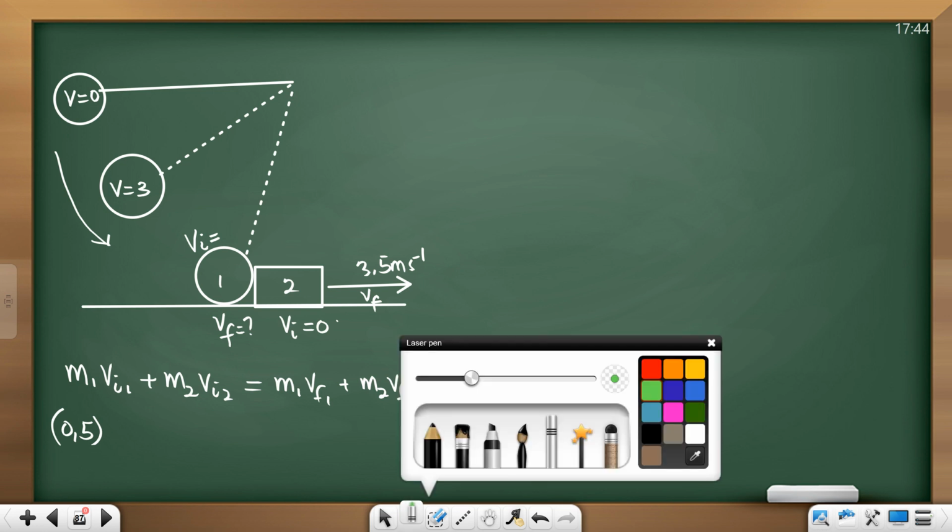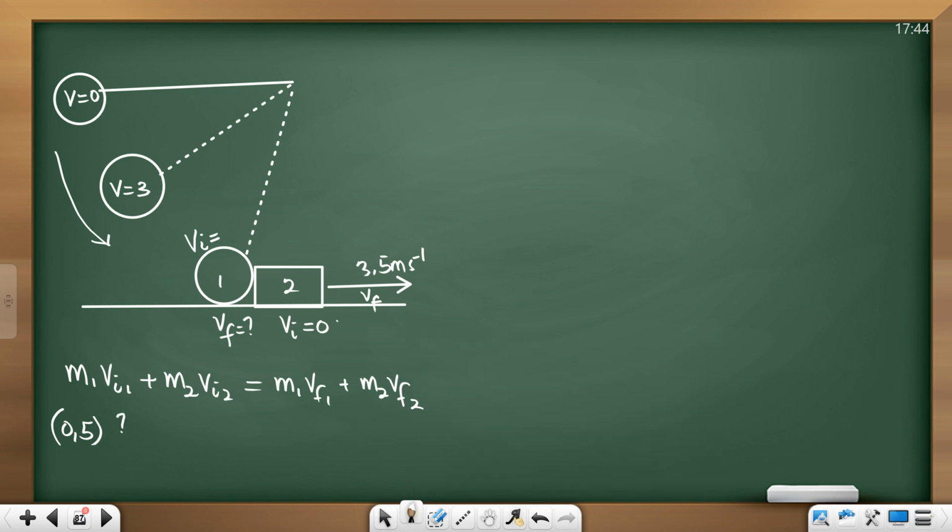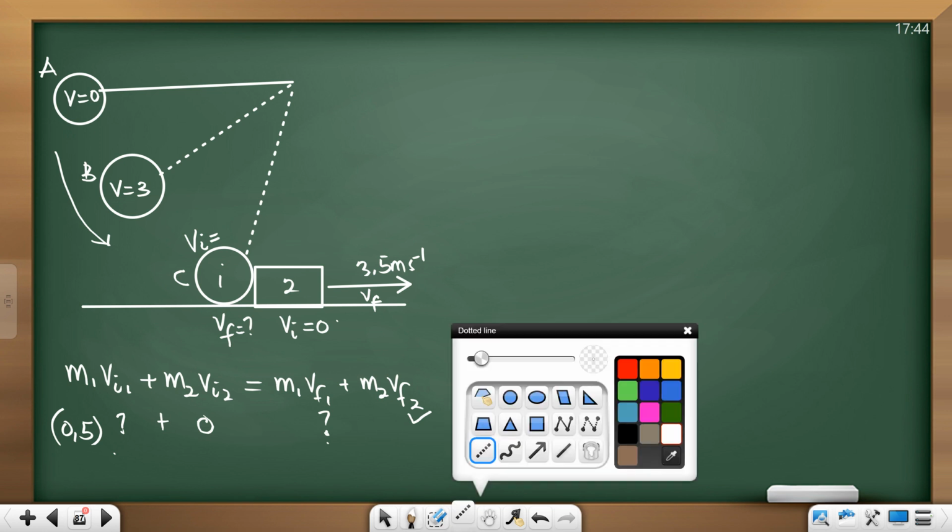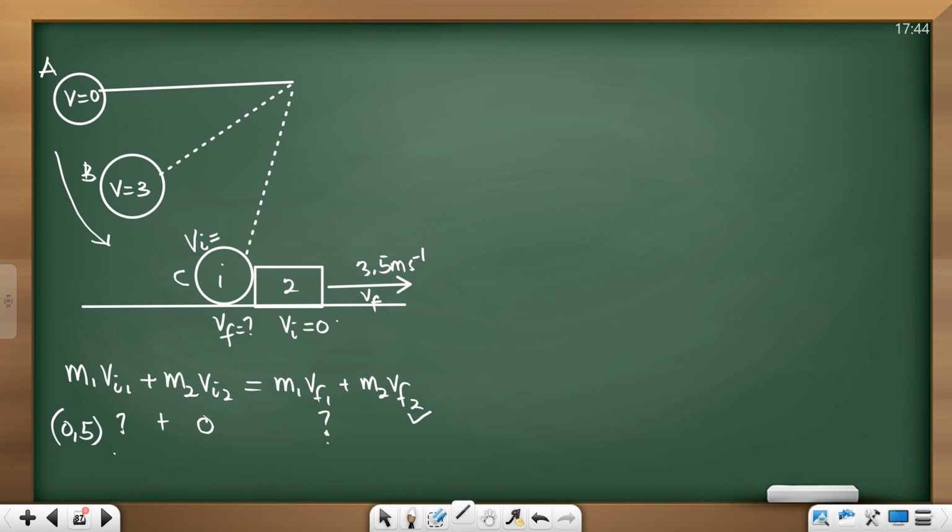Okay, so we have a problem. Check this, we have a very big problem. We don't know this velocity. This is going to be 0. We are looking for this velocity. This we have. So we don't know two things. My dear learners, we have to first find the velocity. Let's call this point A, point B, and point C. We have to find the velocity at point C. So let me show you how to do that.